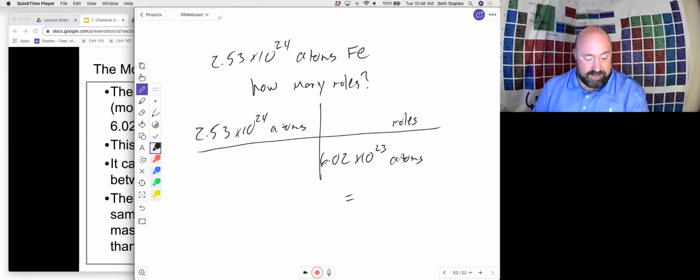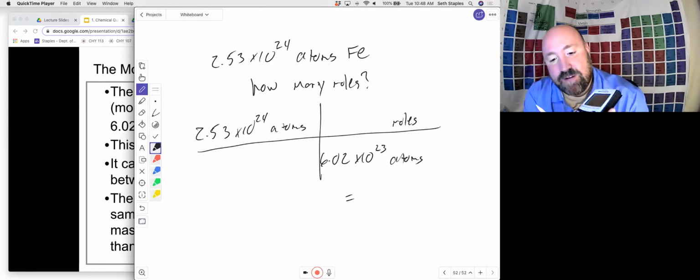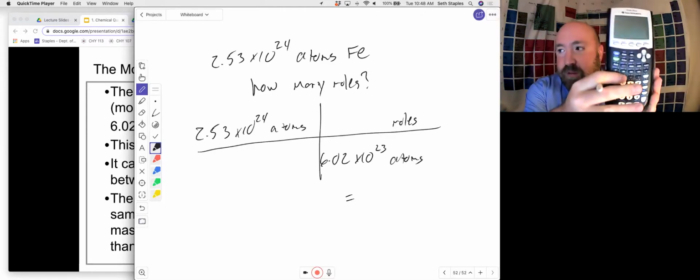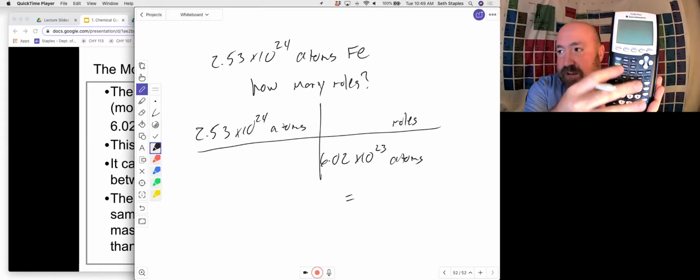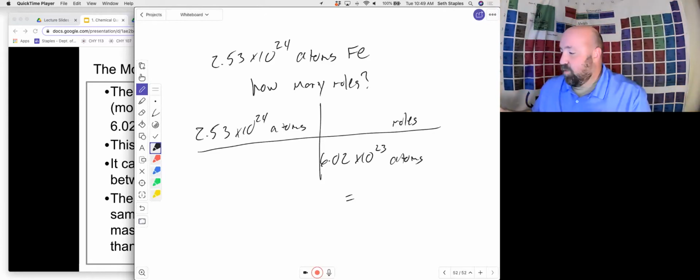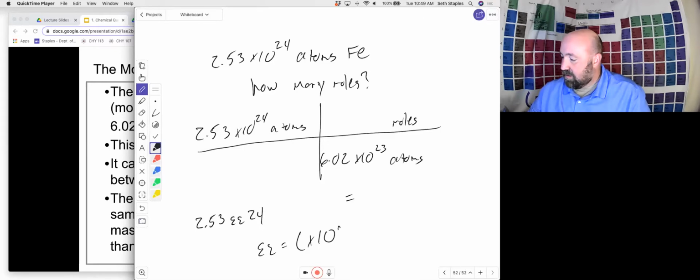Actually, I will point something out. This is as good a time as any to talk about calculator usage. It's very important when you're using scientific notation. I don't think I talked about this when I talked about scientific notation, but it's very important to use the EE button on your scientific calculators. If you have a TI like this, the EE is above the comma. You would hit second, and then the EE button. The way that you would type these in would be 2.53, and then you would type EE 24. That EE takes the entire place of times 10, and then your exponent comes in.